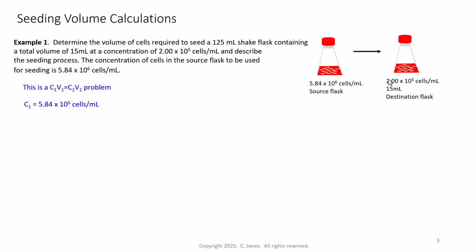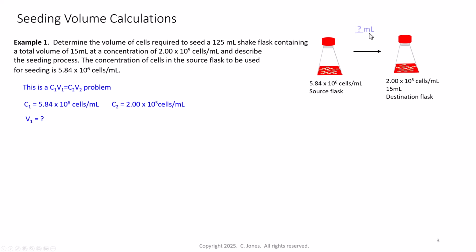Okay, I know I skipped one, sorry, but you guys get the idea. So C1, we have two cell densities, 5.84 times 10 to the 6th and 2.00 times 10 to the 5th. So the larger cell density is going to be C1. That means the other concentration, C2, the smaller concentration, is going to be 2.00 times 10 to the 5th. So remember, C1 is always the greater concentration value.